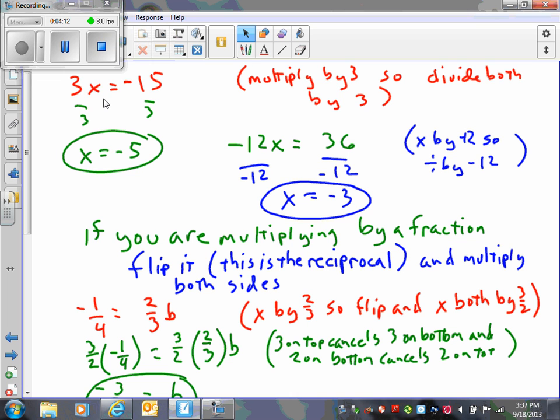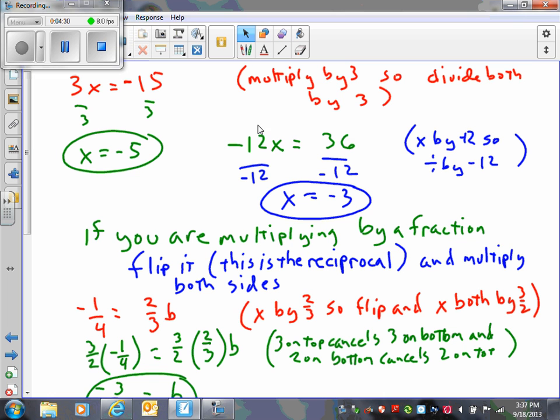If we're multiplying, the opposite of multiply is divide. We're multiplying by 3, so we divide both sides by 3. 3 over 3 is 1. Anything over itself is 1. I don't have to write 1x. I just write an x. And negative 15 divided by 3 is negative 5.